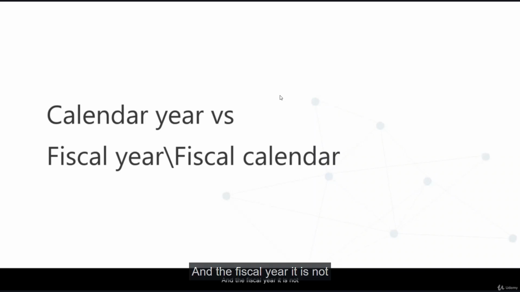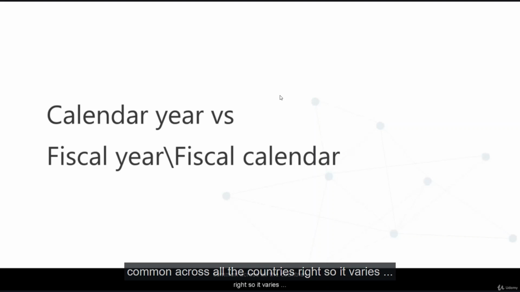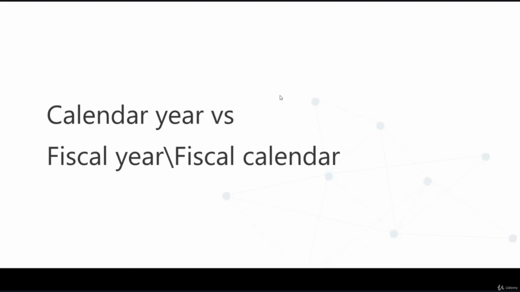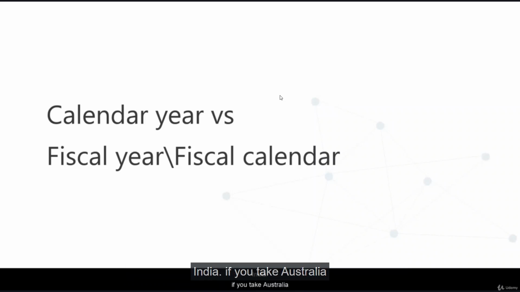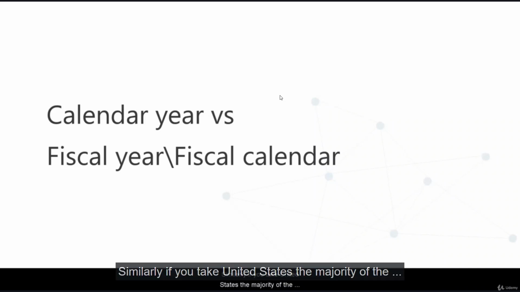And the fiscal year is not common across all countries. It varies from country to country. If you take India, we follow April to March as our fiscal year, because that is the accounting year that many companies follow within India. If you take Australia, it is July to June. Similarly, in the United States, the majority of corporates follow January to December as their fiscal year.